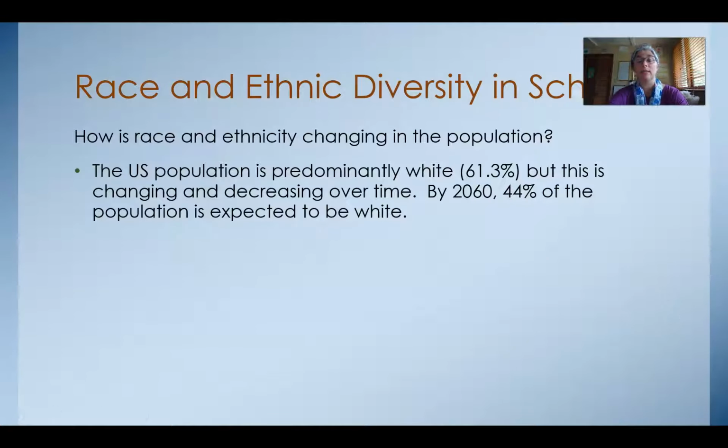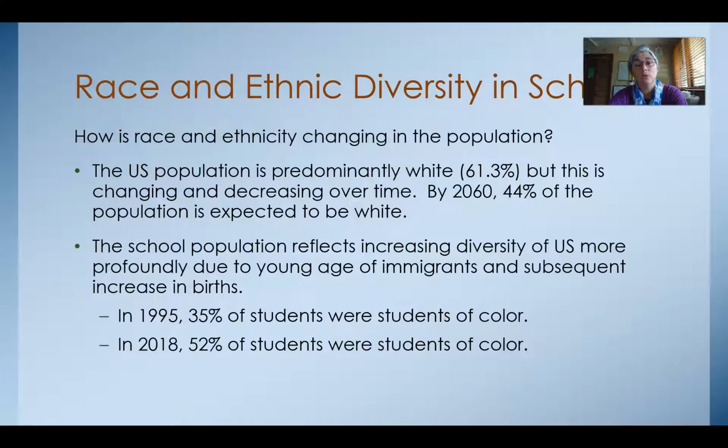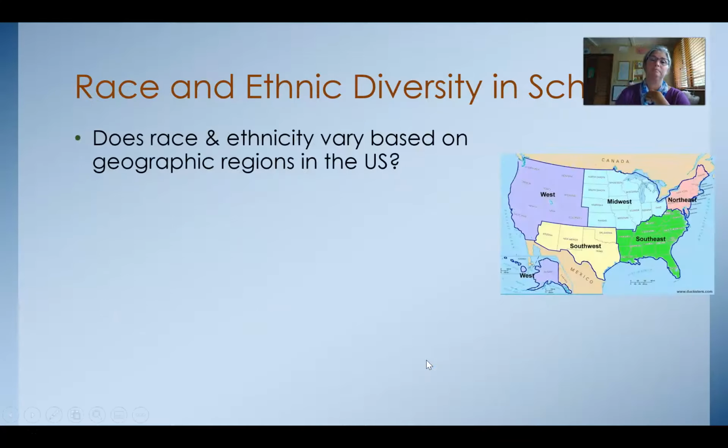I think it's always good to look at data to see what's happening in schools. So how is the population changing? Although the U.S. population is predominantly white, it is slowly decreasing over time. It is estimated that by 2020, it will go from about 60% to about 40-some% of the population being white. The school population reflects the increasing diversity of the U.S. even more profoundly because it's the younger population. So what's happening is we're having younger immigrants come into the United States and have children. So yes, our population is getting more diverse, but the school population is even more diverse than the population as a whole. So you can see below, I've provided some statistics on the students of color in public school system.